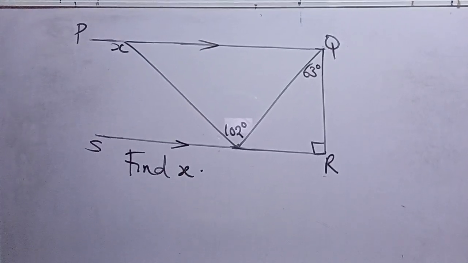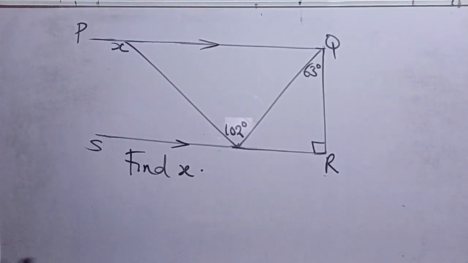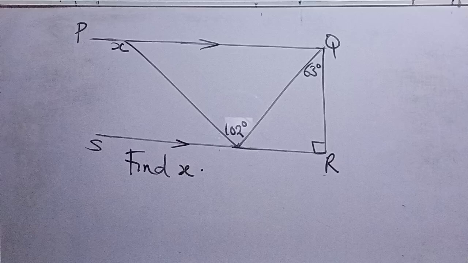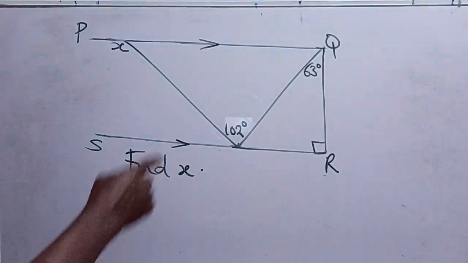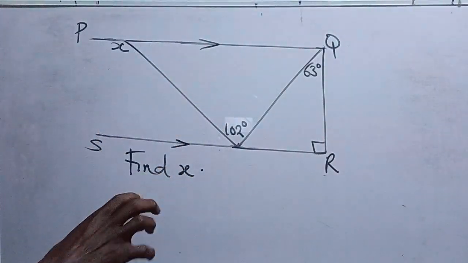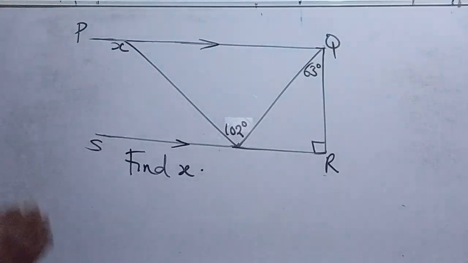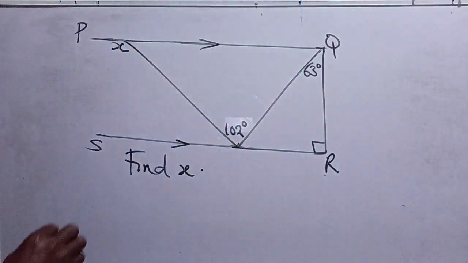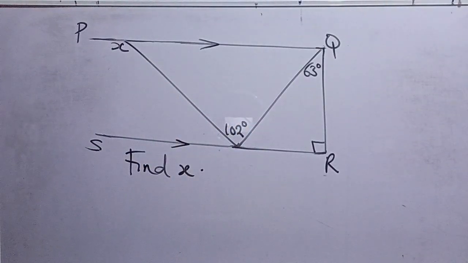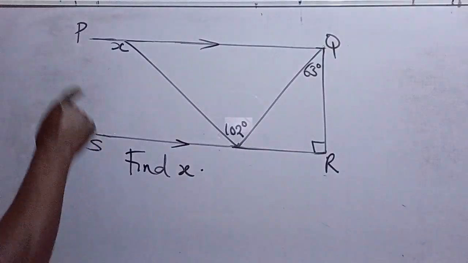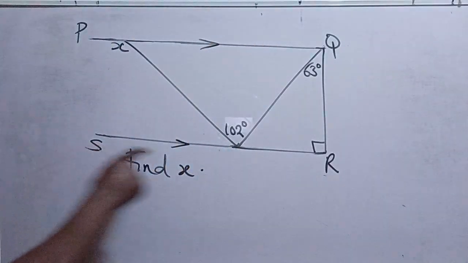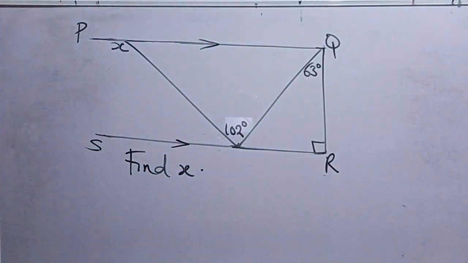Hello, we want to find the value of x in this geometry. This is a geometry of figures that contain a right angle triangle and another triangle. You can obviously observe here that line PQ is parallel to line SR. So we want to find the value of x in this figure.